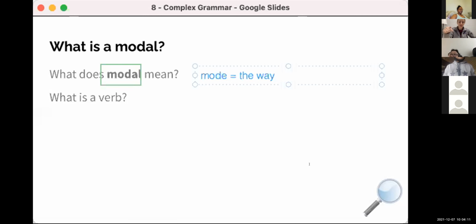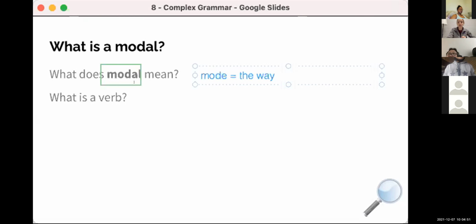Okay, let's come back to this. I got distracted by the chat, but let's come back to our review of modals. So the word mode means the way, and modal describes this special kind of verb that tells us the way something happens. It gives us more information about the situation or the feeling behind the verb. Maybe the way or the intention that somebody has when they are speaking. That information is shared in the modal.